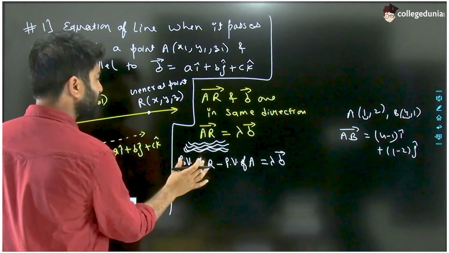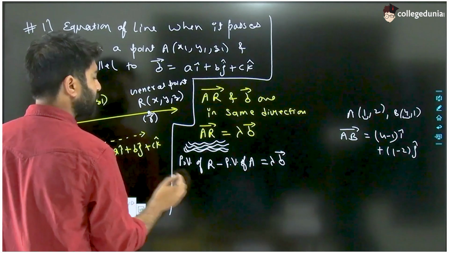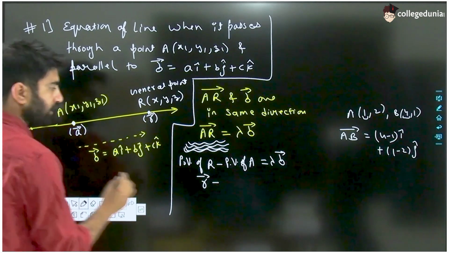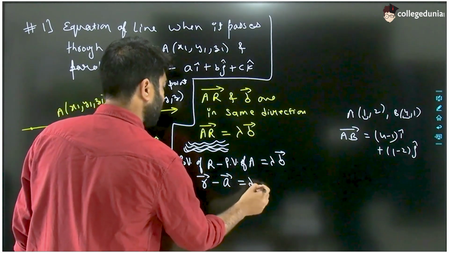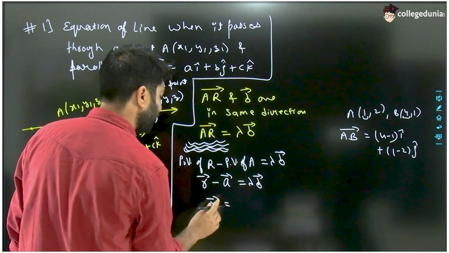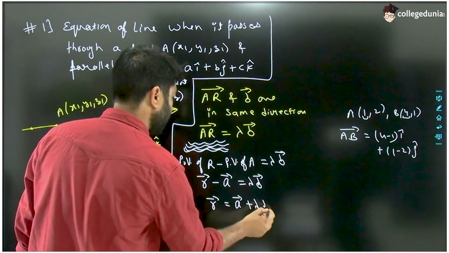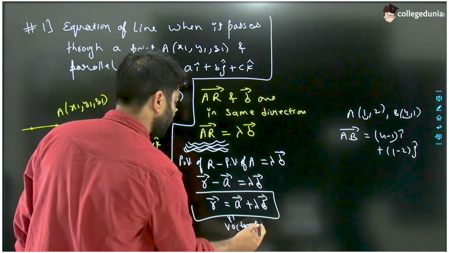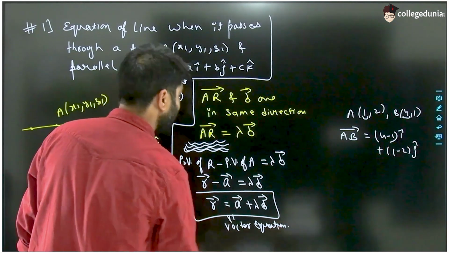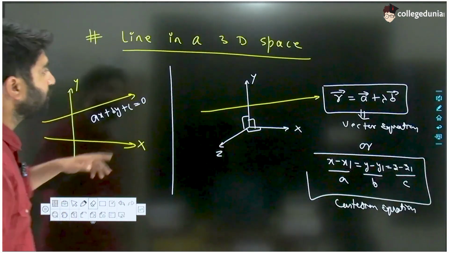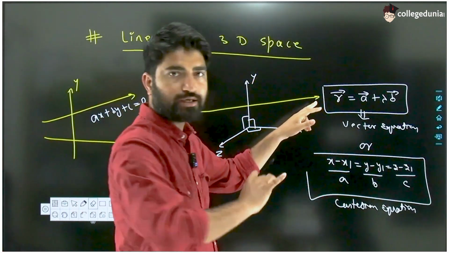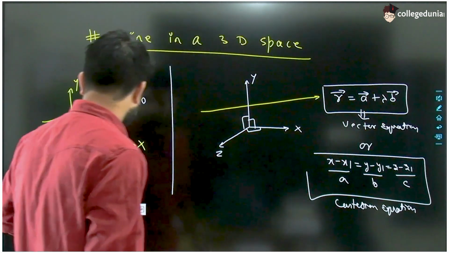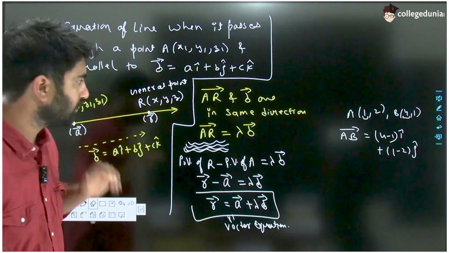Okay, so let's say the position vector of R is represented by small r and the position vector of A is represented by small a, which is equal to lambda times B, and now the R vector is equal to the A vector plus lambda times the B vector, and this is the vector equation. This is the vector equation of a straight line. हमने यहाँ पर भी वही देखा था कि straight line की vector equation R vector equal to A vector plus lambda B vector होगा, और वो कैसे होगा ये हमने यहाँ पे देखा, right?